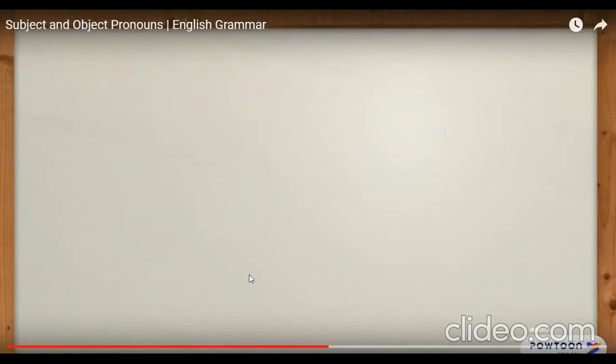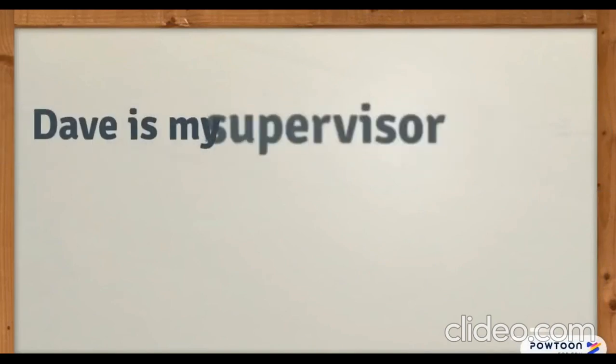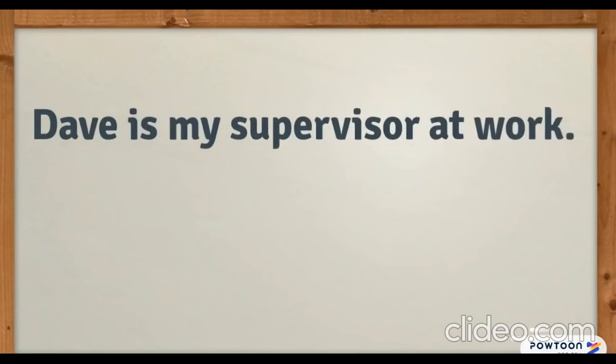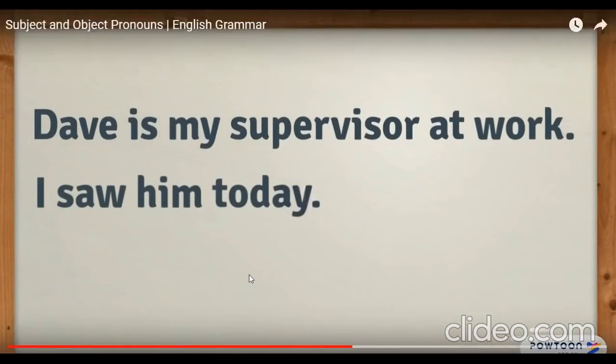هي non-human. Human يعني بشر أو الإنسان. فعل objects pronoun. Dave is my supervisor at work. I saw him yesterday. I saw him today.